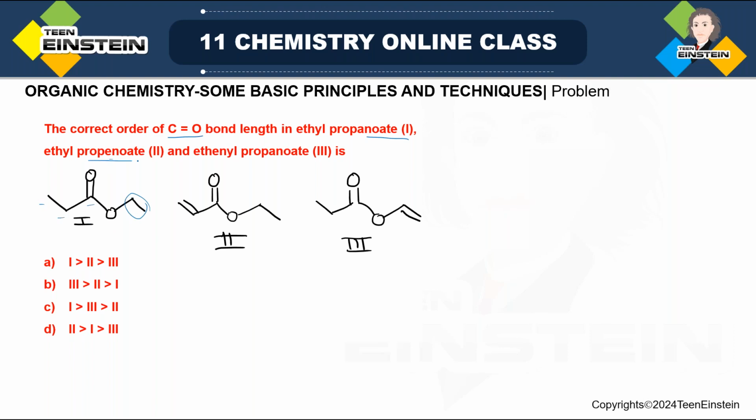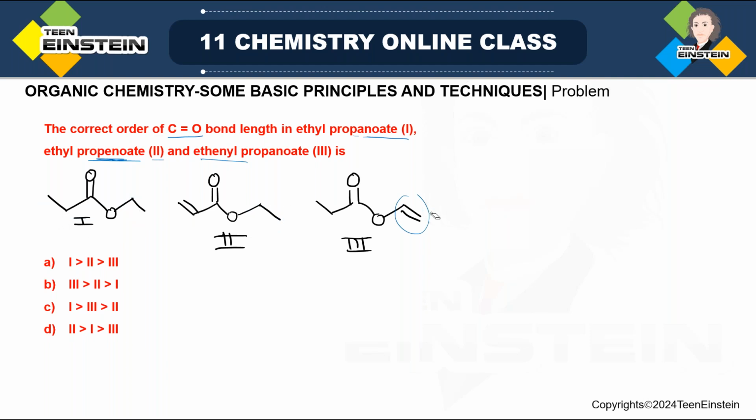Then we have ethyl propenoate, which is the second compound. It is just like the first one, the only difference is that now it is propenoate, not propanoate, because we have a C double bond C here. And the last one is ethenyl propanoate, because now instead of a simple ethyl group, we have a C double bond C on the right hand side. So that is why it is not simply ethyl, it is ethenyl. Though these are not required to solve the problem, I am discussing it so that you get some idea of how, from the nomenclature, you can draw the structure in case the structures are not given.